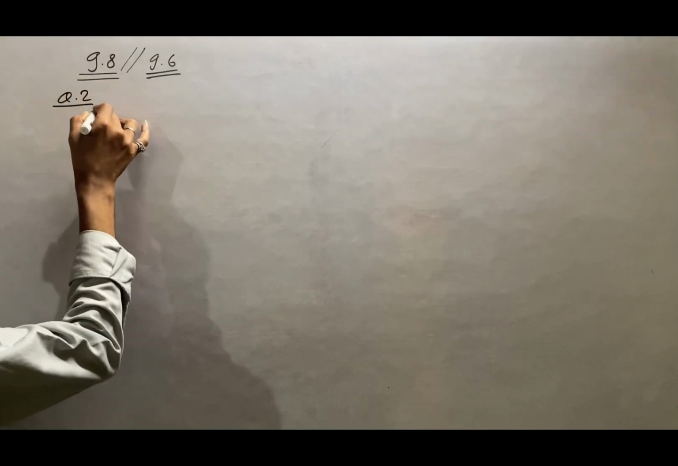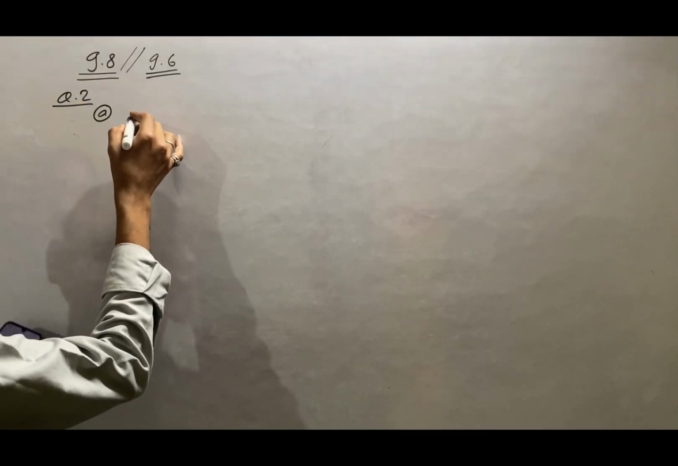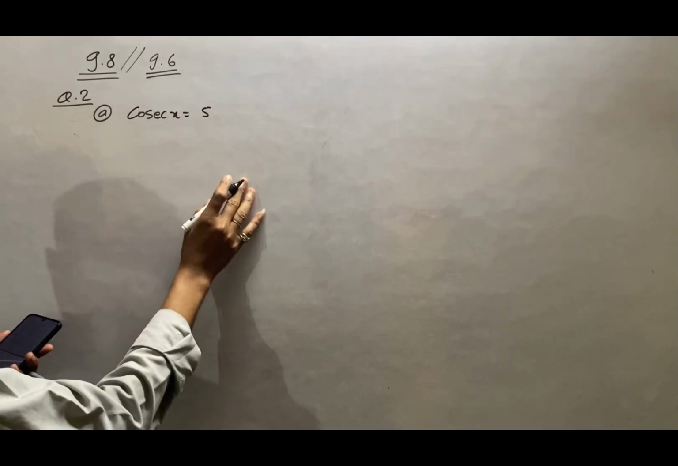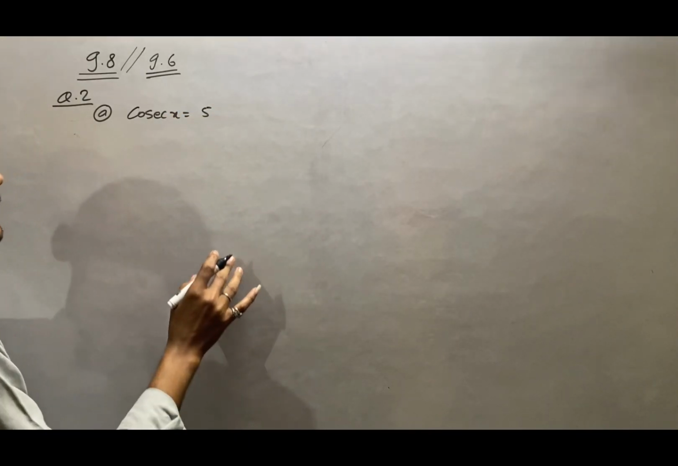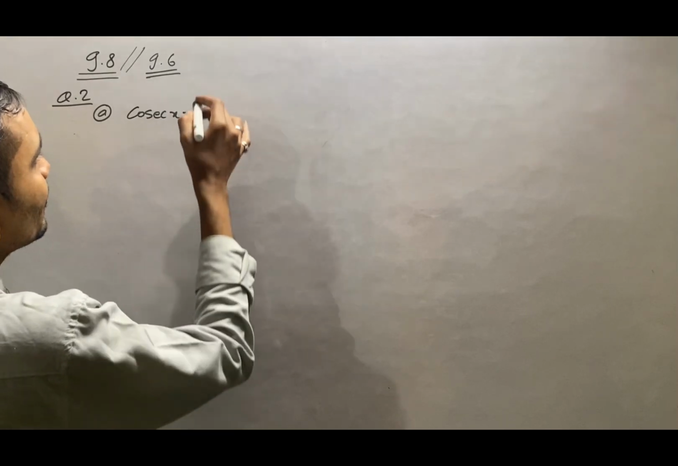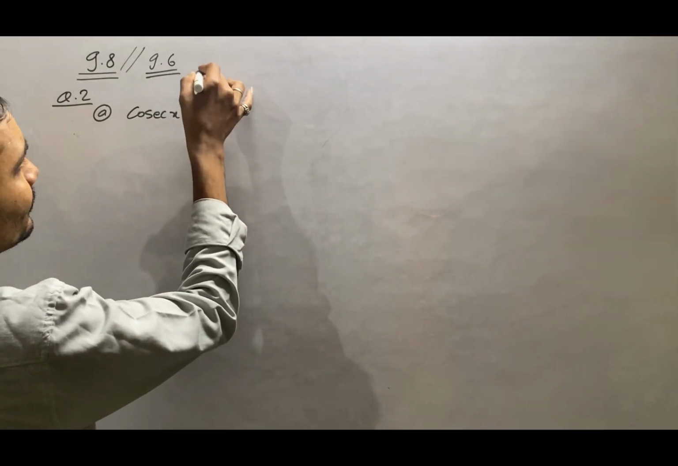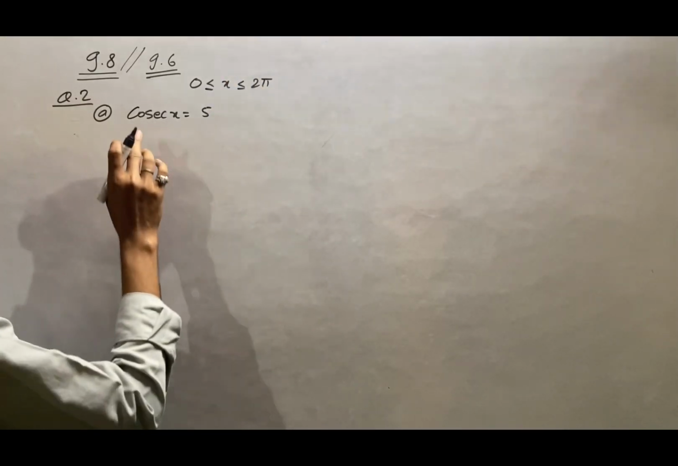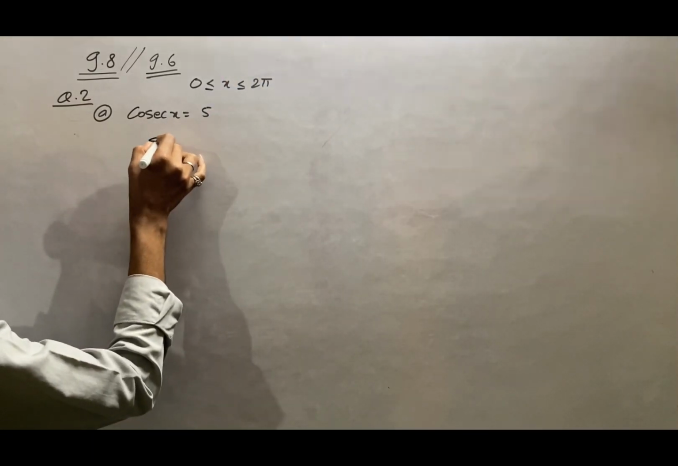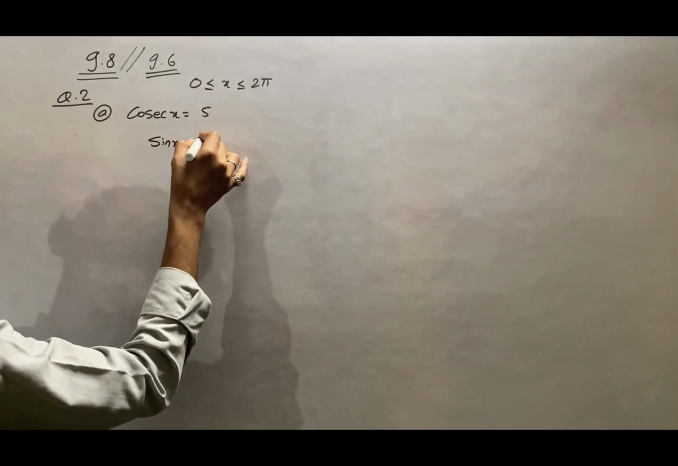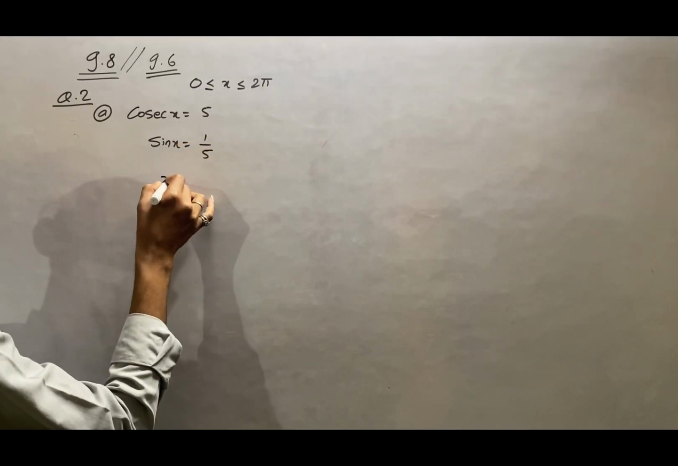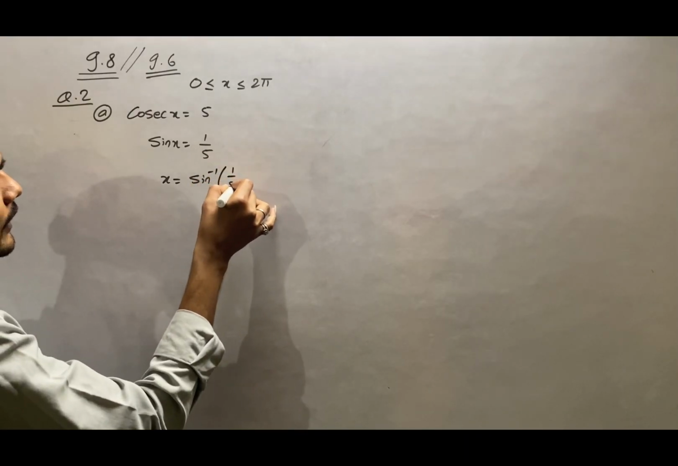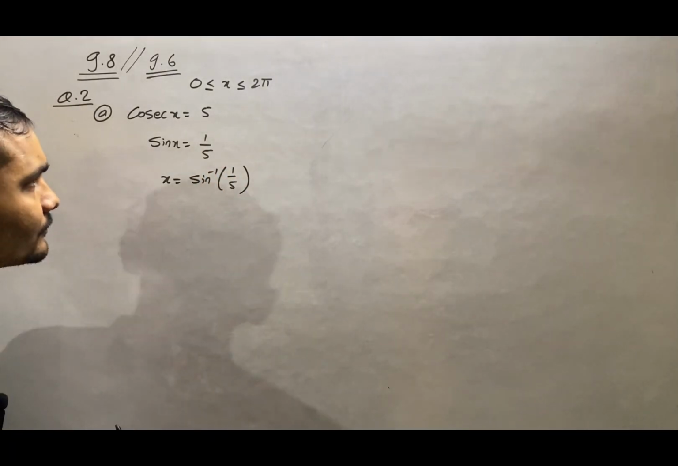Question 2, the first question. Here we have cosec of x equals positive 5, and here the range of x is given in radians, up to 2 pi. The reciprocal of cosec is sine of x, and the reciprocal of 5 is 1 over 5. So x will be sine inverse of 1 over 5.